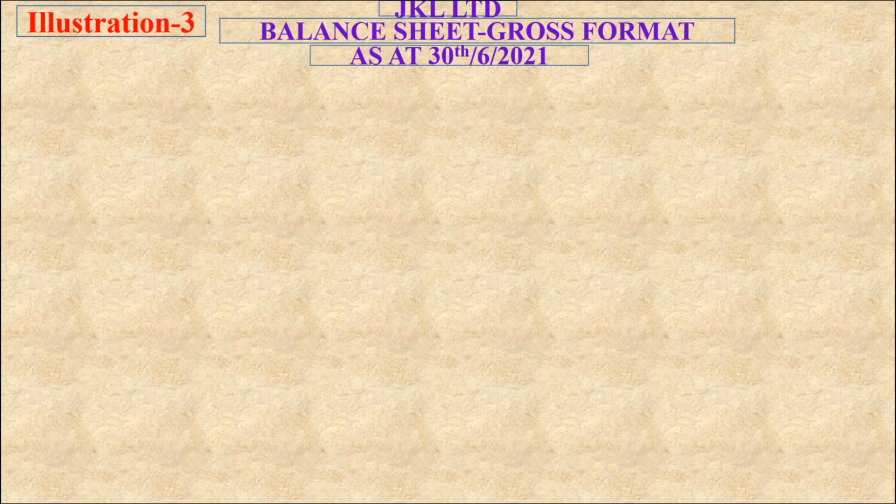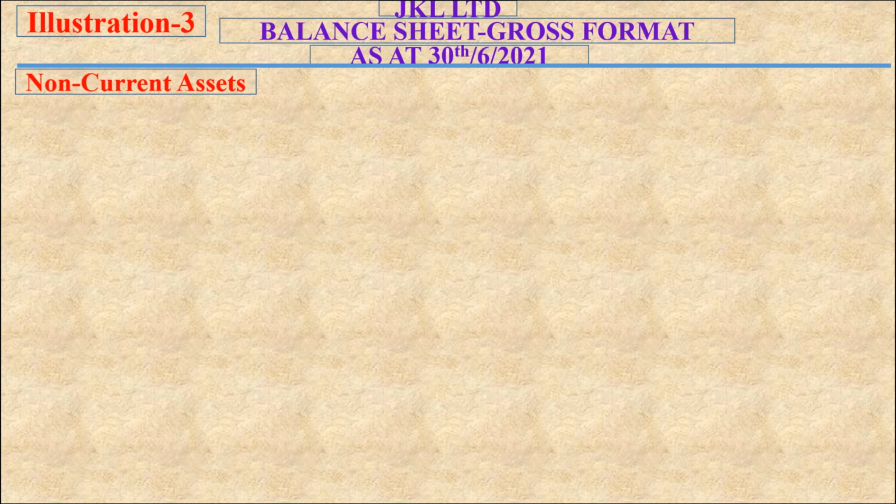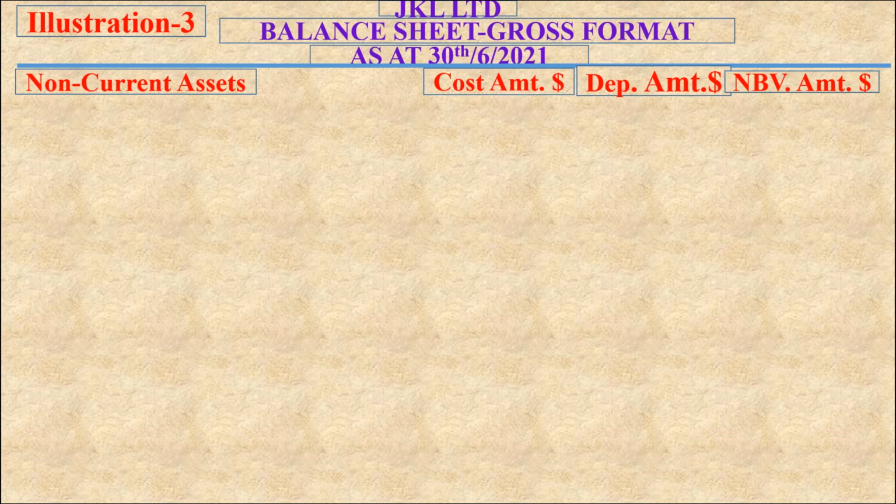That is illustration 3. And again, let's consider the same information that we had from JKL Limited, as at 30th June 2021. So there we go. We have the non-current assets, cost amount, depreciation amount, and net book value amount. I don't need to explain this one. I just explained it a little bit earlier on, and I don't need to repeat that. So let's look at the recording.